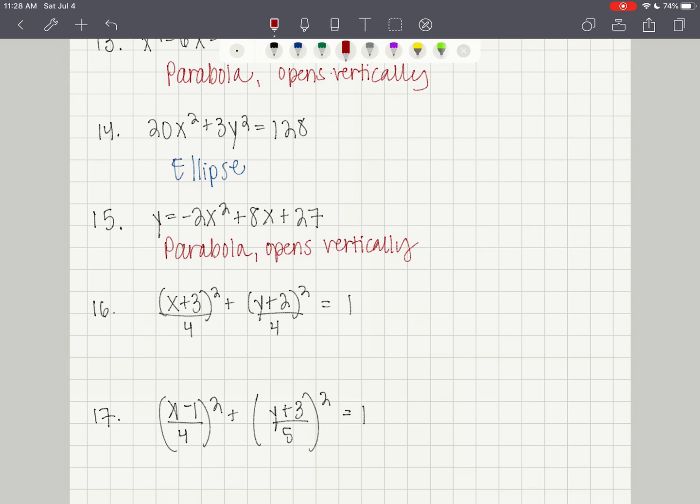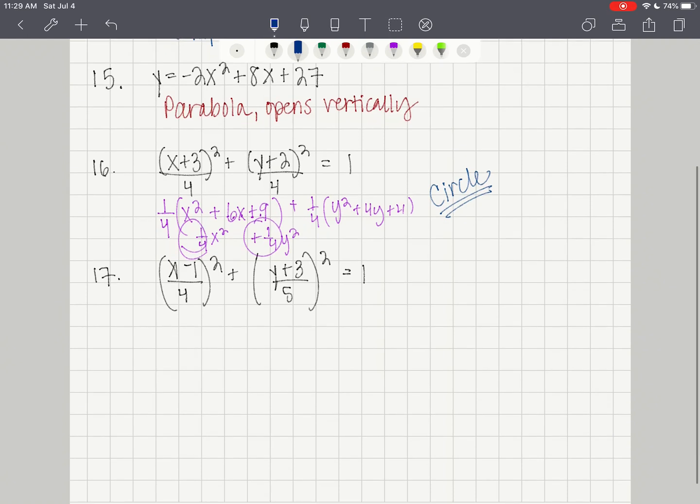Number 16, I would probably rewrite here to see what I've got. I've got 1/4, and then I'm going to have an x squared plus so on, right? Because I'm going to have 1/4 times x squared plus 6x plus 9, and then I'm going to end up with a 1/4 x squared. And then over here 1/4 times the quantity y squared plus 4y plus 4, which is a plus 1/4 y squared. So these coefficients are equal, so that is going to make this a circle.